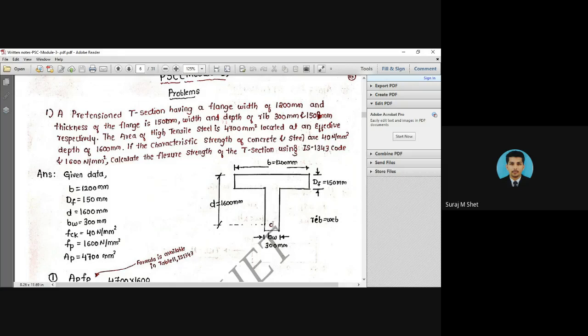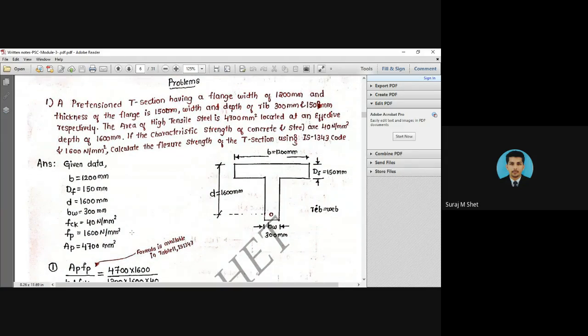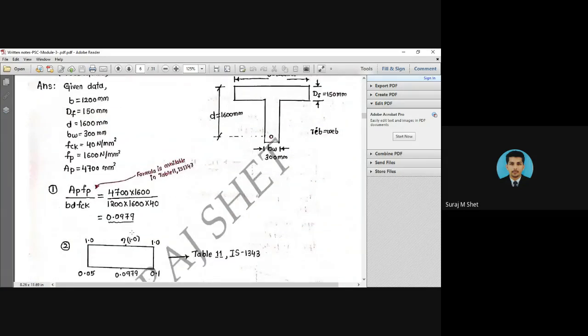The area of the steel they gave is 4700. This steel is provided here. You can see here, the steel is provided here. The area of the steel is 4700 mm square. So what is the first step? The first step is you have to write. I'm not explaining much here in my notes, but you have to write it in the exam.